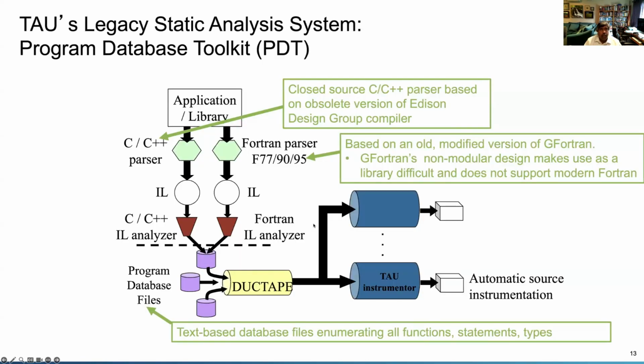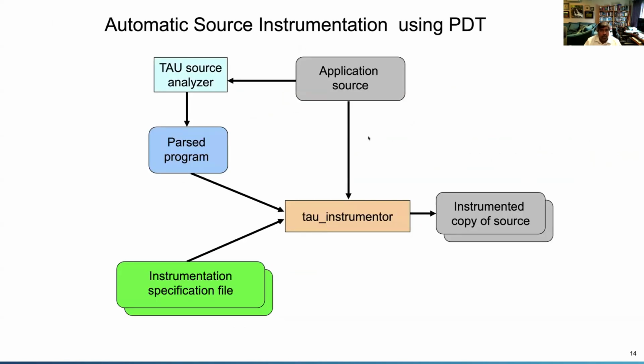Now, we do have a sophisticated source analysis system, but some of the parsers that we included in this were getting old. So we are working to update these parsers through the Program Database Toolkit. When you use PDT, essentially you're parsing the source code and adding hooks at the function boundaries with the help of an instrumentation specification file and creating a copy of the instrumented code, which is then compiled and run.